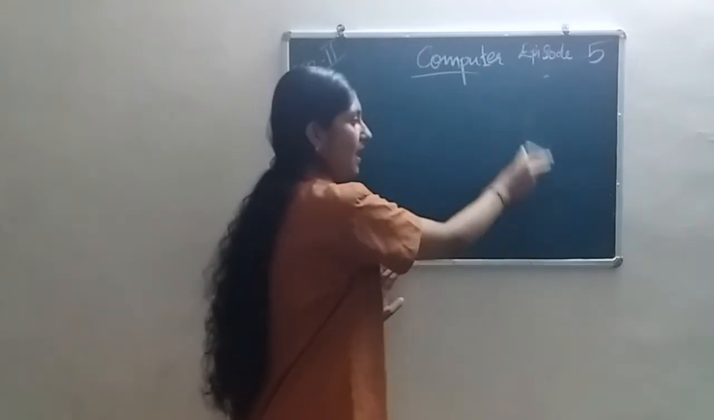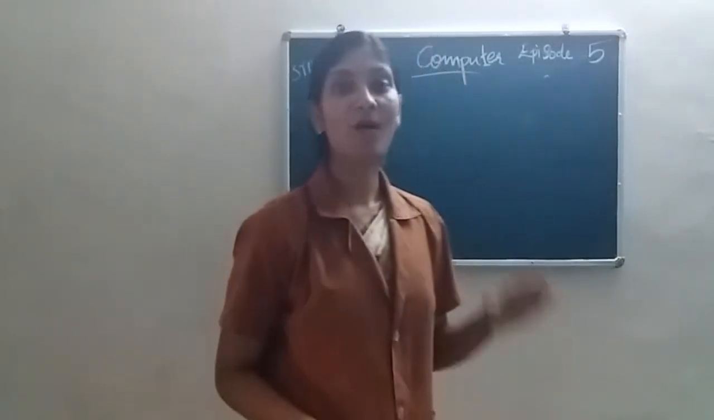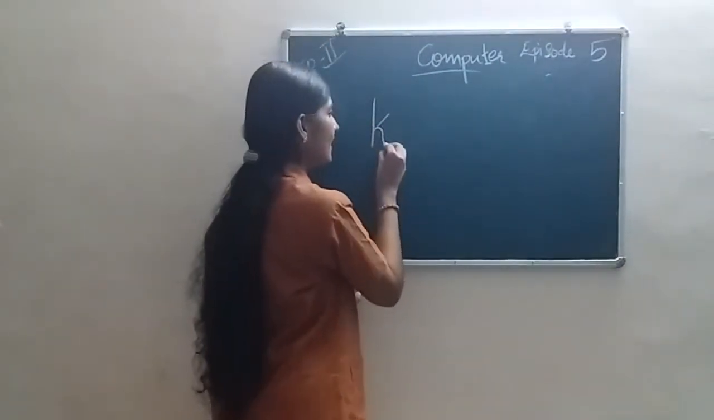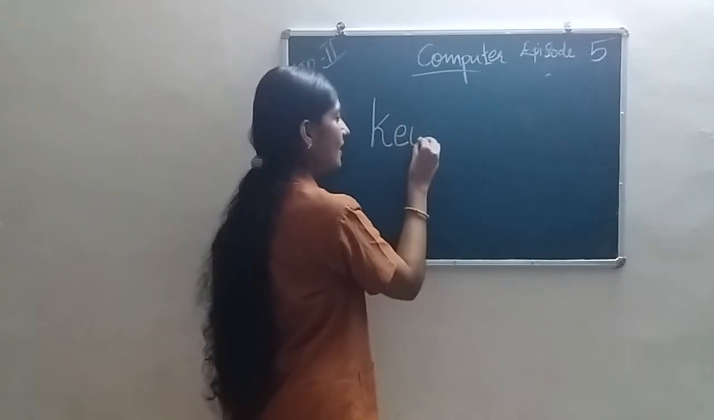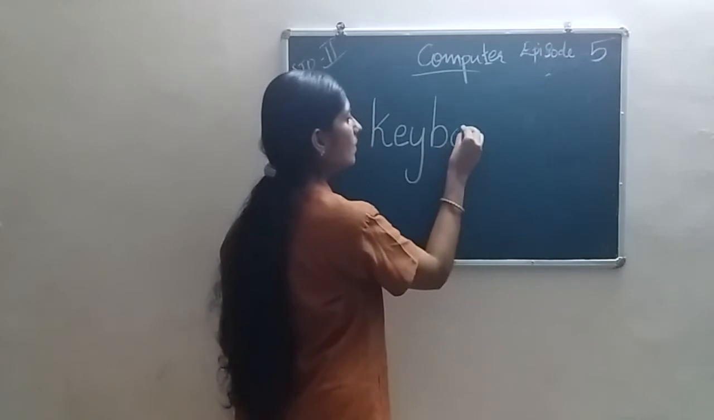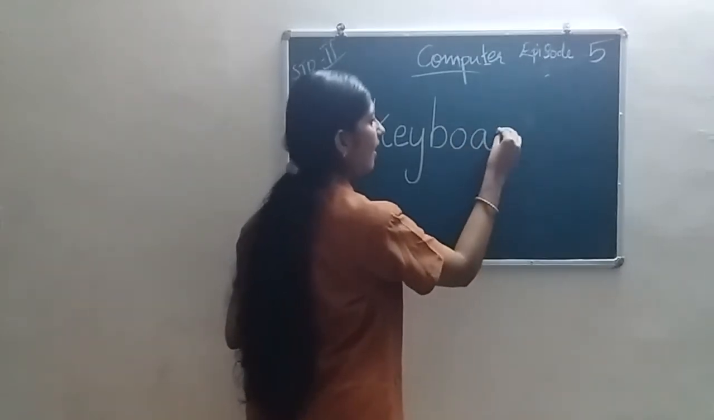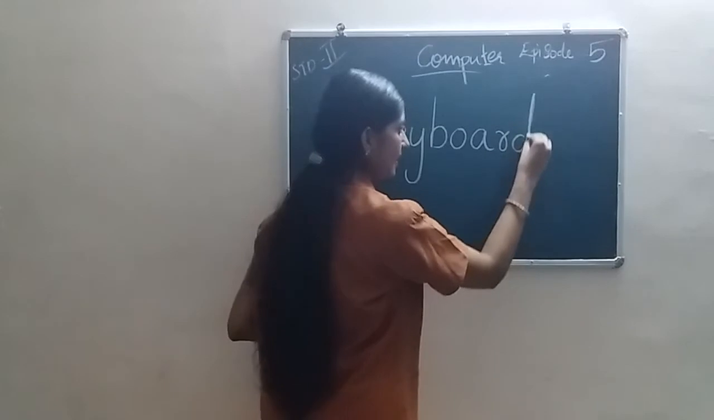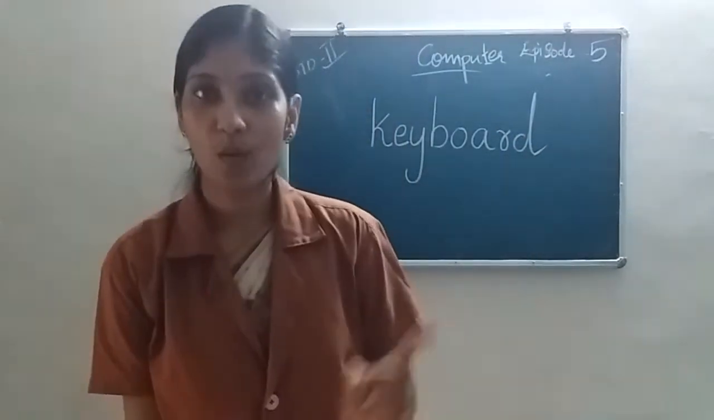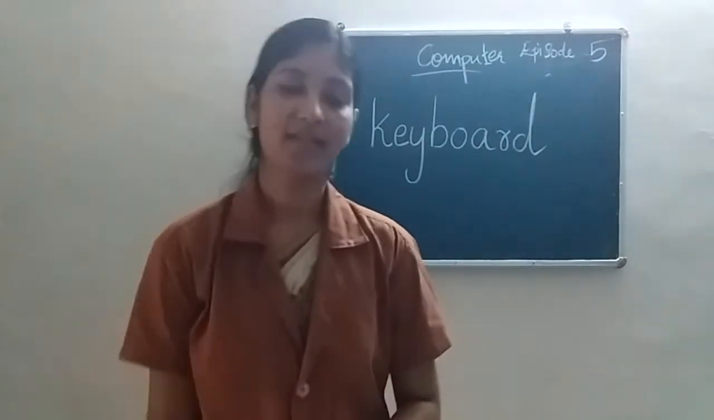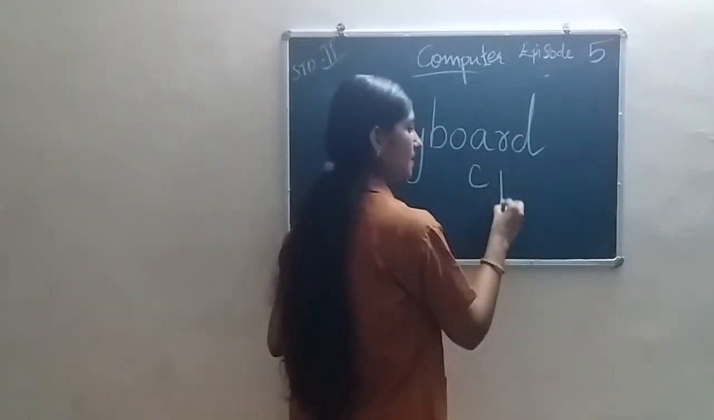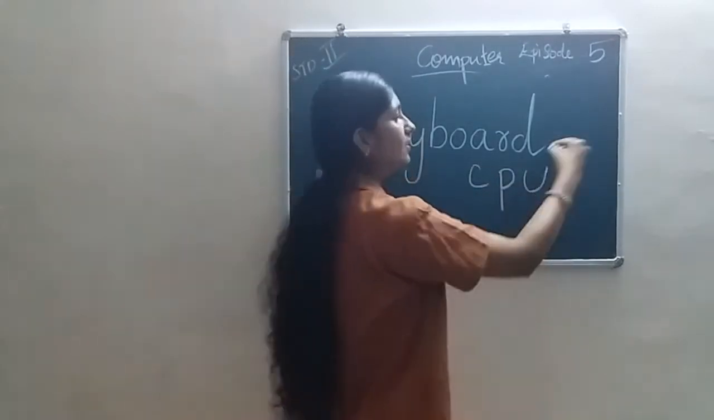So, monitor is a part. Then the next part is keyboard. What is the spelling of keyboard? K, E, Y, B, O, A, R, D, keyboard. Then another part, CPU. CPU is another part of the computer.